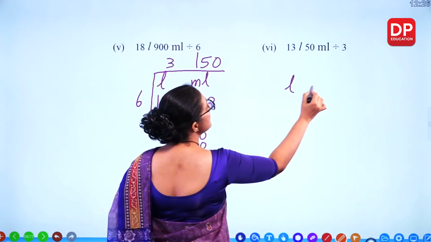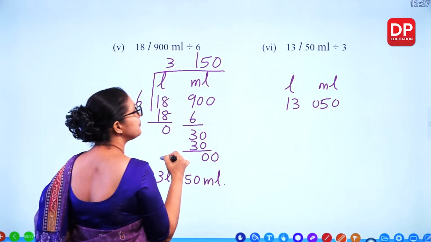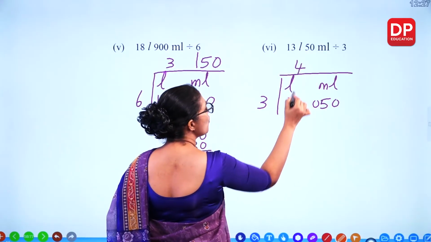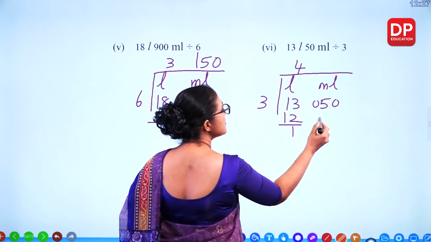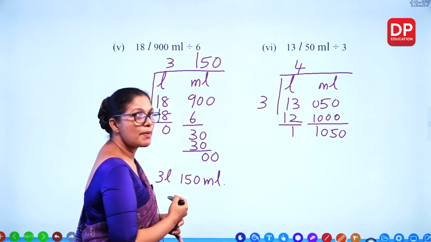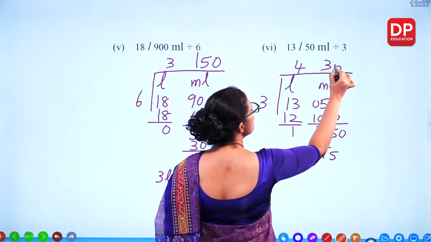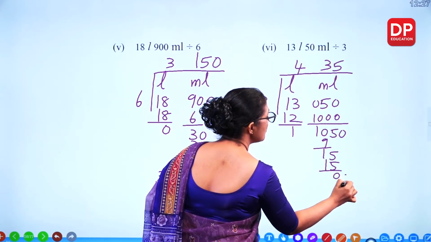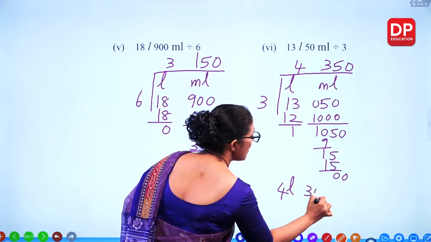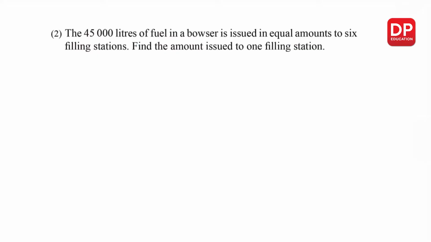This one, liters, milliliters, 13 and 50. Make sure that you put a 0 there. Divide by 3. 3 times 4, 12. 1 remaining. 1 means this is 1000. 1050. Now divide this by 3. 3 times 3, 9. And for 15, that's 5. And you get another 0. The answer is 4 liters and 350 milliliters.